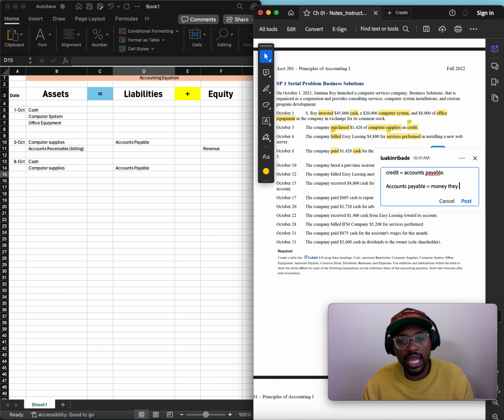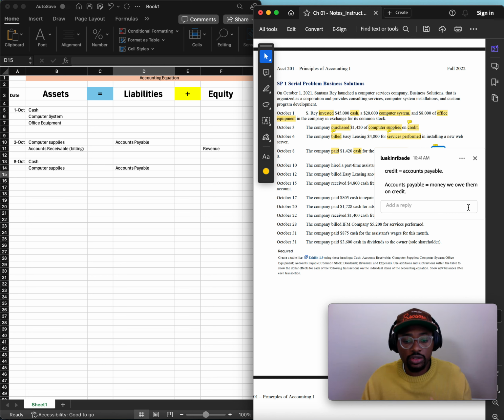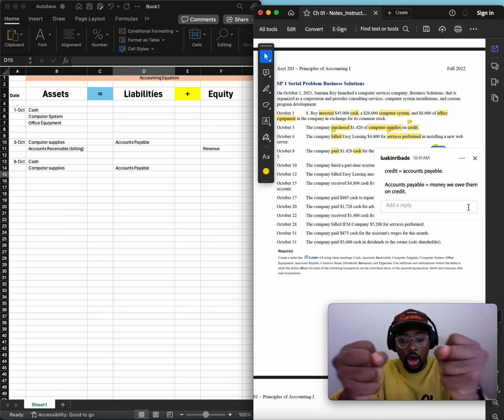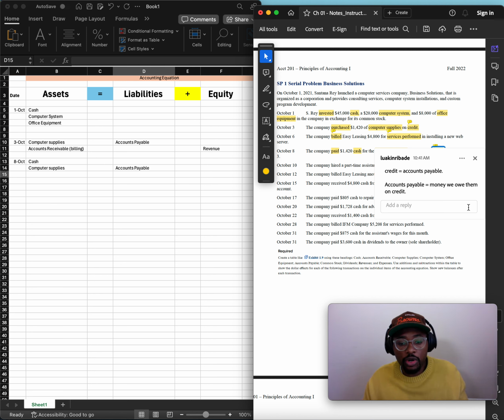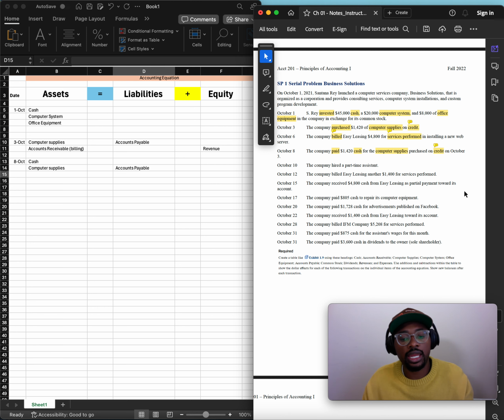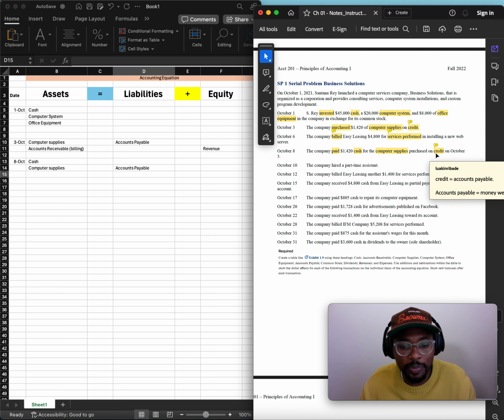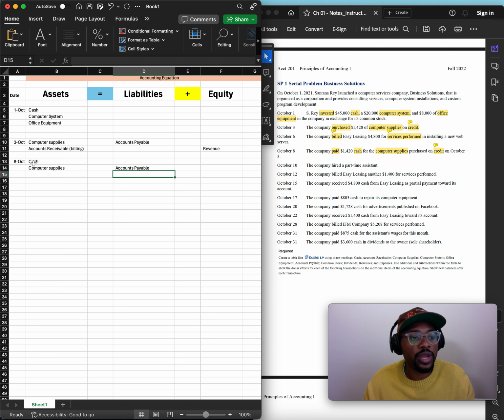Accounts payable is money we owe them on credit. This is very interesting because accounts receivable is money they owe us. Accounts payable is money we owe them. In this situation, and we'll look at this later in the other video, what we're seeing here is that we are paying back a debt. Okay, so we have that here.